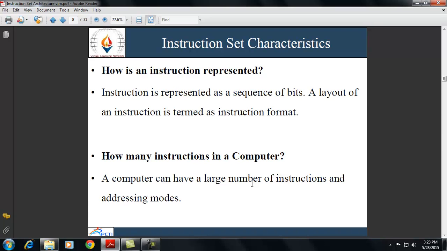Now, how many instructions are in a computer? A computer can have a large number of instructions and addressing modes. The older computers, with the growth of integrated circuit technology, have very large and complex instruction sets that are also called CISC. We will discuss CISC and RISC in the next sessions.